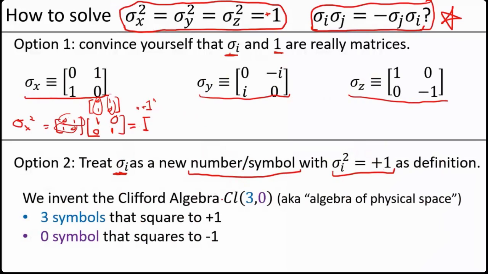So we've basically just invented the Clifford algebra 3-0. Sometimes people call that the algebra of physical space, or the APS. Basically, the number 3 is the number of symbols that square to plus 1. So we have sigma x, sigma y, sigma z. So that's 3 things that square to plus 1. And we don't have anything that squares to minus 1, so we have a 0 there. So that's why we call it the Clifford algebra 3-0.